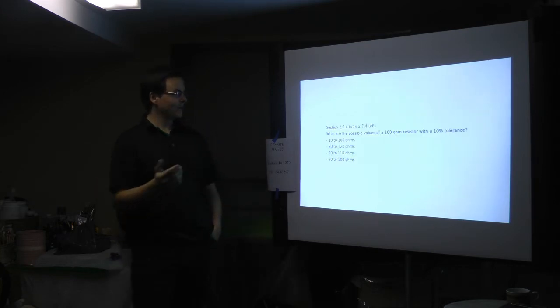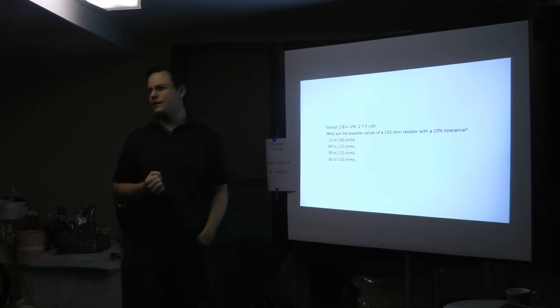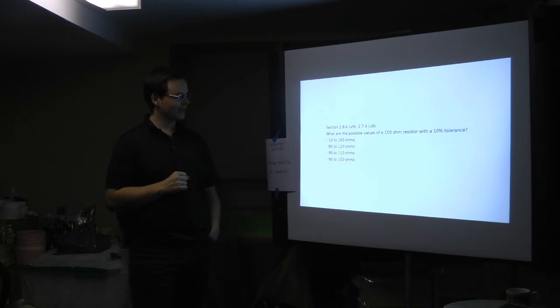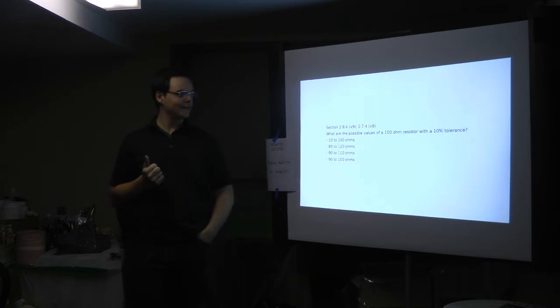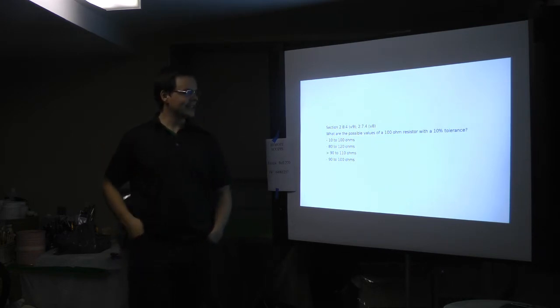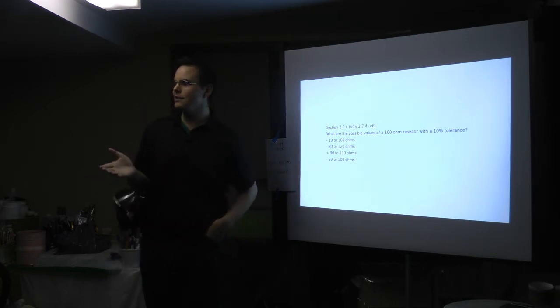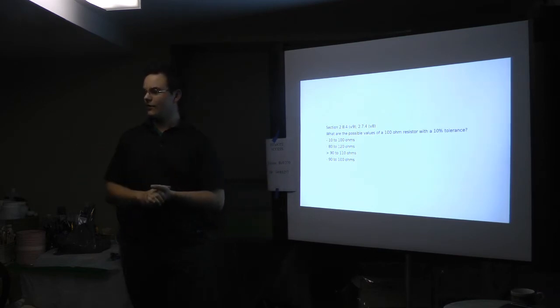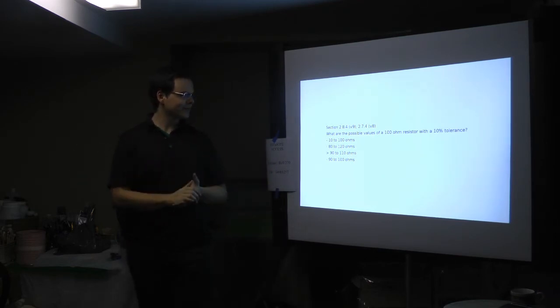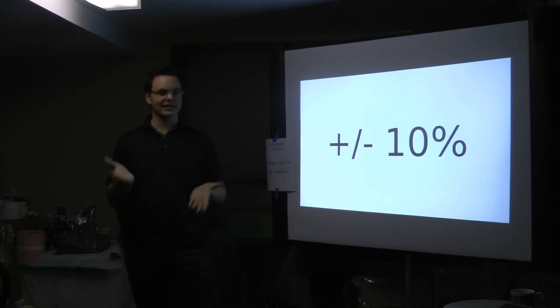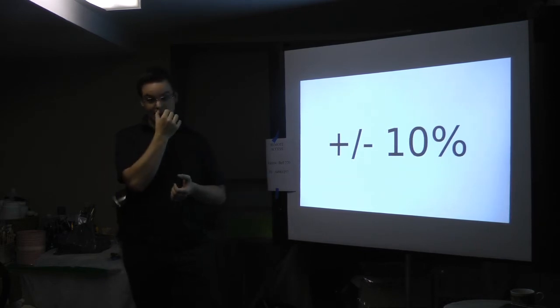All right. What are the possible values of a 100 ohm resistor with a 10% tolerance? 90 to 110. Remember, tolerance is going to be plus or minus the value, so pretty straightforward. 10% of 100 is 10, so we get plus or minus 10.